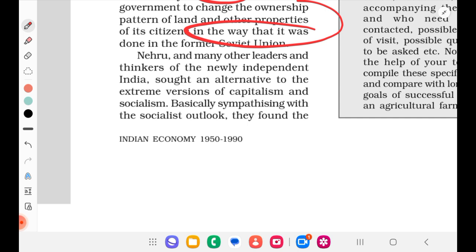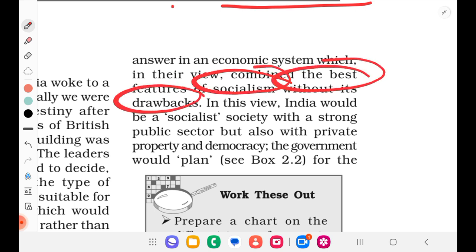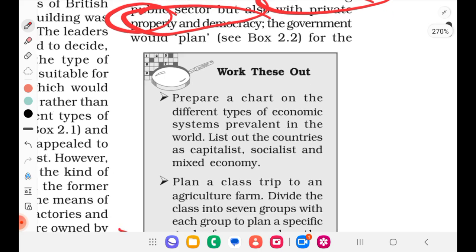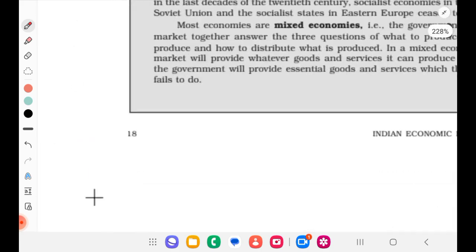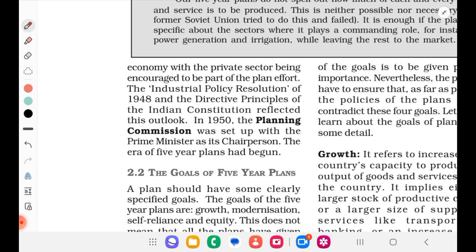Nehru and many other leaders and thinkers of the newly independent India sought an alternative to extreme versions of capitalism and socialism. Basically sympathizing with the socialist outlook, they found the answer in an economic system which in their view combined the best features of socialism without its drawbacks. In this view, India would be a socialist society with a strong public sector but also with private property and democracy. The government would plan the economy, with the private sector being encouraged to be part of the plan effort.